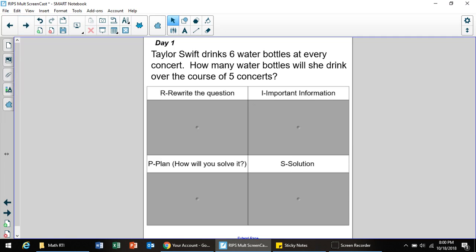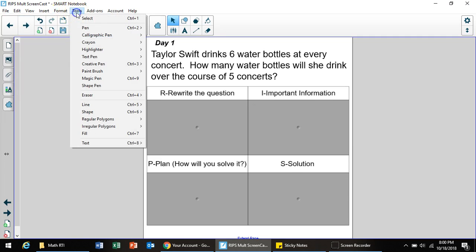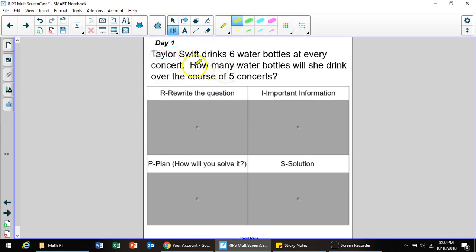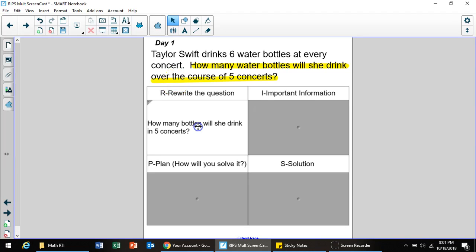So in this word problem, I notice that the question that I need to figure out is how many water bottles will she drink over the course of 5 concerts. So I'm going to highlight that. And since that's our question, that is what you would write down in the R box of RIPS. How many bottles will she drink in 5 concerts?